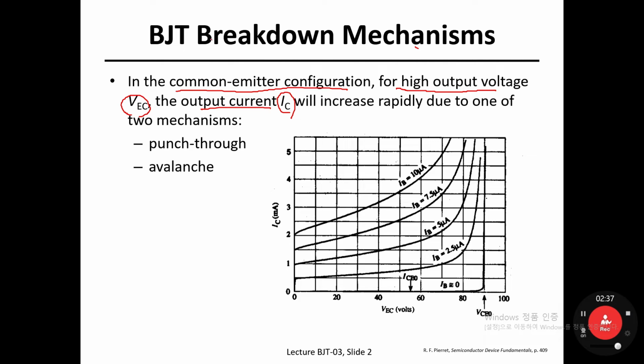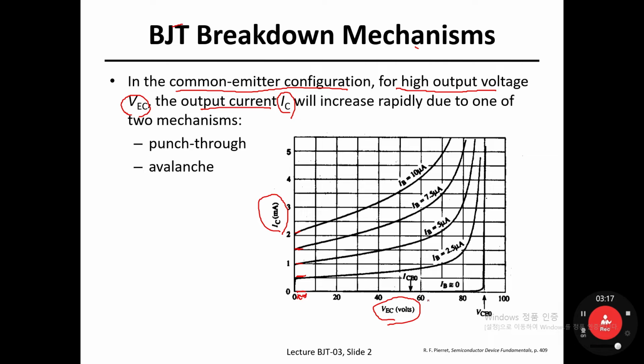Similarly, in a BJT in the common emitter configuration, for a given very high output voltage, which is a high V sub EC, your output current of the BJT wouldn't be saturated. In the end, it would increase. So take a look at this figure on the right hand side. I sub C is the output current, and the x-axis is V sub EC, which is the output voltage. When the output voltage is very small, maybe in this regime, your output current is more or less constant.